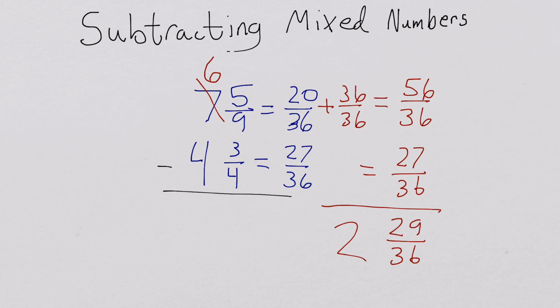It's a lot of steps, but if you just remember, we regroup by taking 1 away from our whole number, and if you want to do it the easy way, add your denominator to your numerator, because it is equal to 36/36 here. That's one whole that we took away from here, and then we get our regrouped fraction that we can then do our subtraction with.